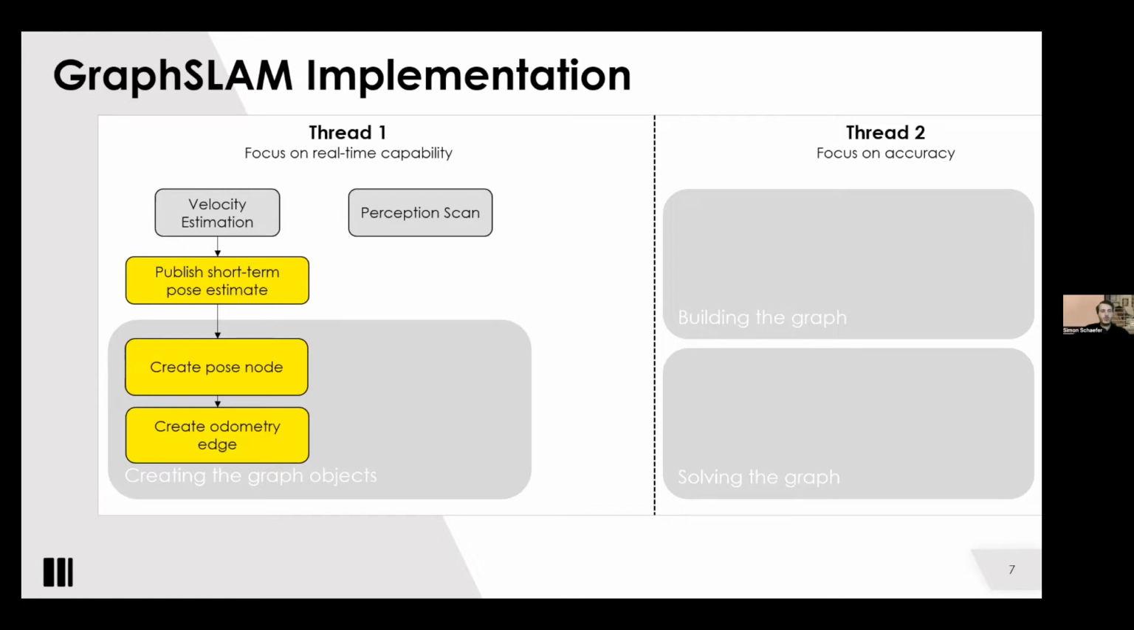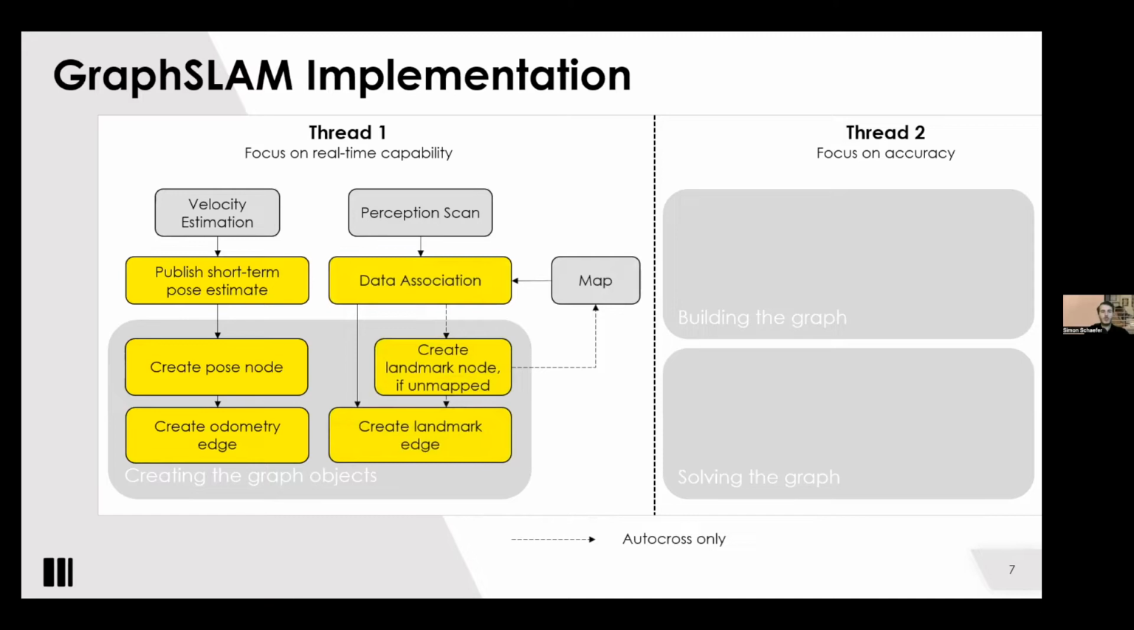You create pose nodes for the graph using the GTSAM library. You create automatic edges. And then you take the perception scans as well. You perform some data association, meaning you have a map of already mapped cones, and we try to match the new perception scan with this existing map using a KNN approach, K nearest neighbors. We also tried some more complicated algorithms like joint compatibility branch and bound, JCBB, but the simple KNN is much faster and turned out to be sufficient for this case.